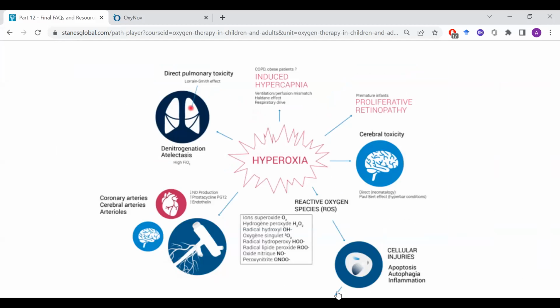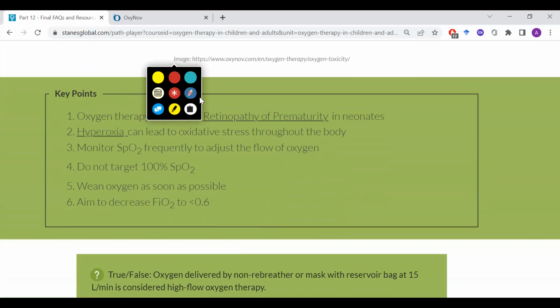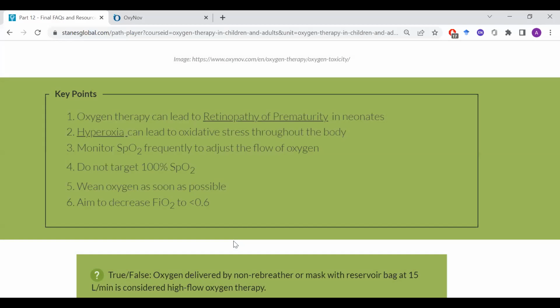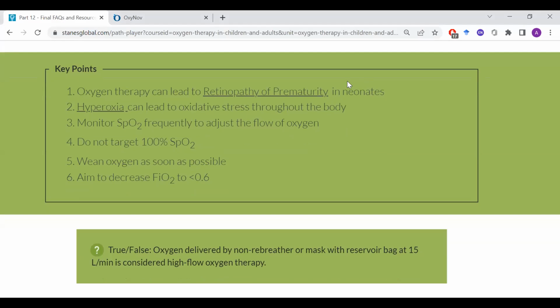I think you'll have access to these notes also towards the end. So the key points to carry home: oxygen therapy can lead to retinopathy of prematurity in neonates. Hyperoxia can lead to oxidative stress throughout the body. Monitor SpO2 frequently to adjust the flow of oxygen, and do not target 100% saturation. That does not serve the purpose.